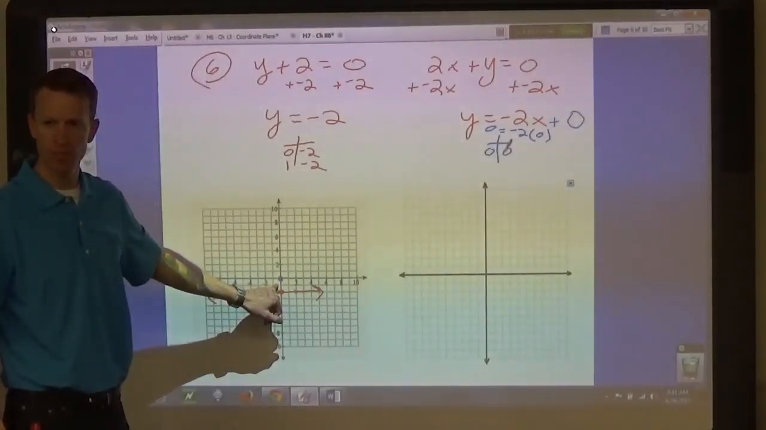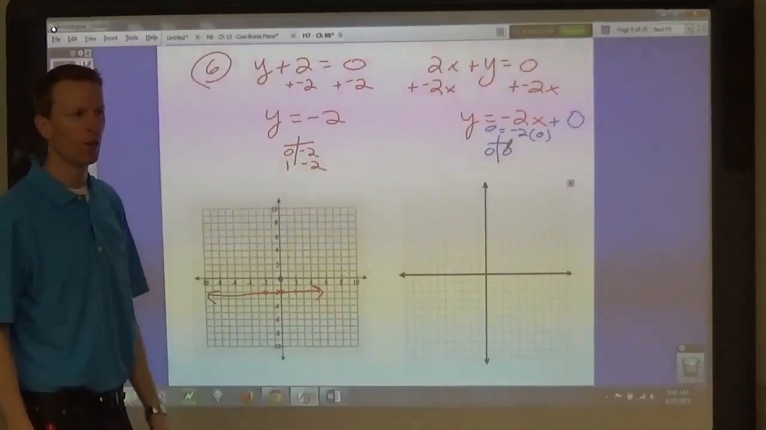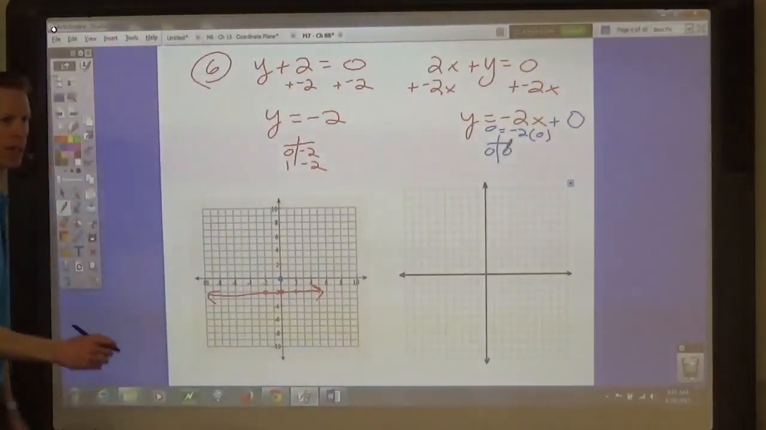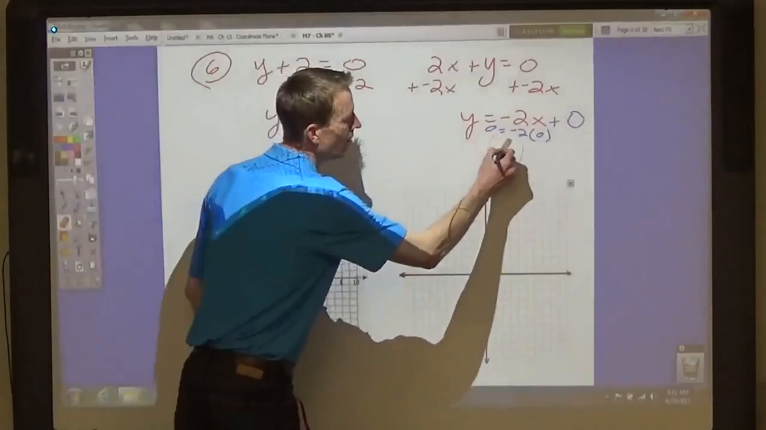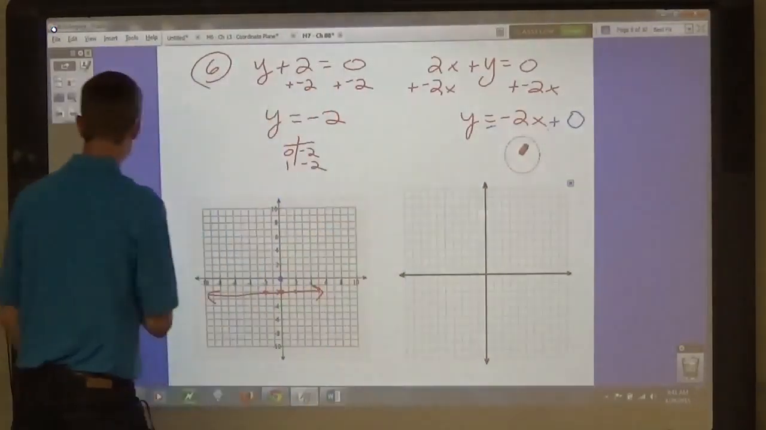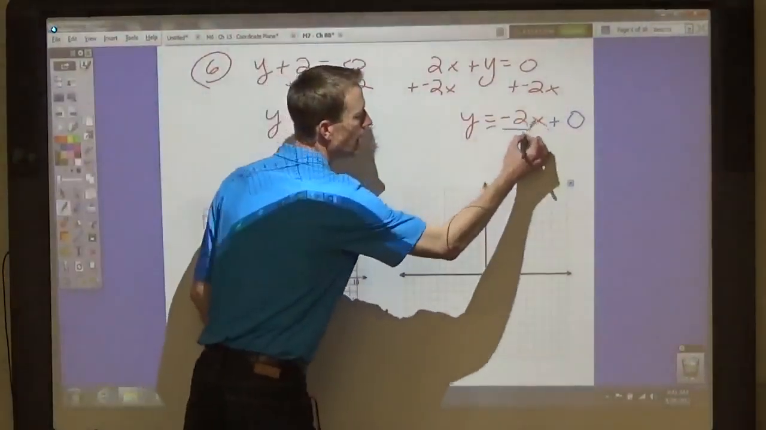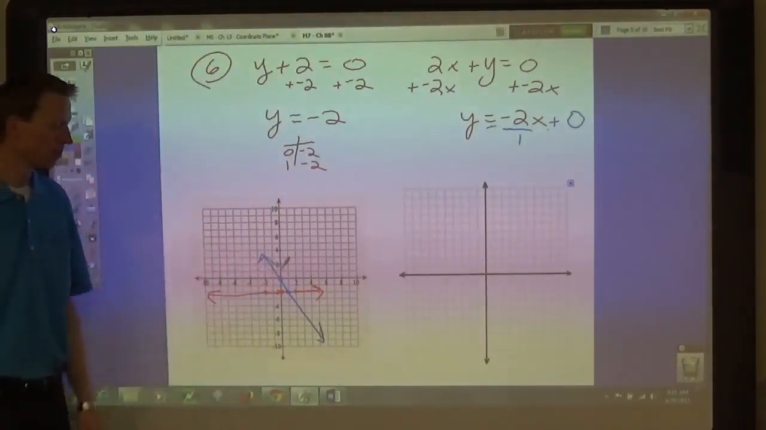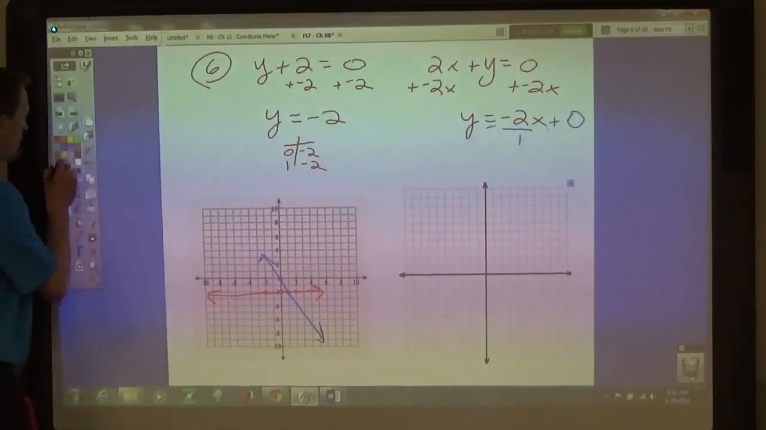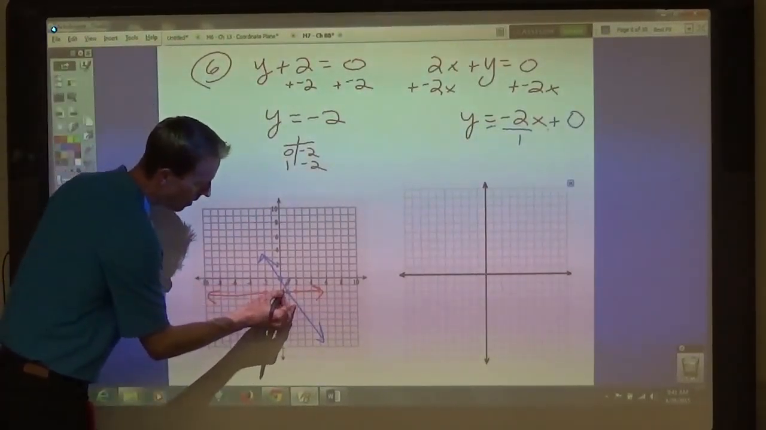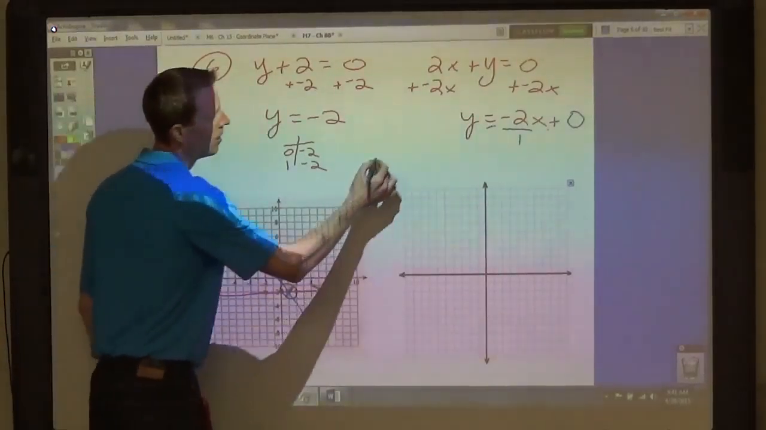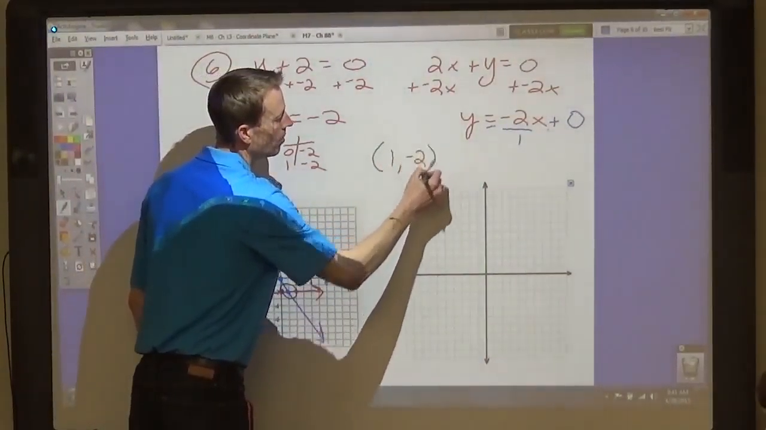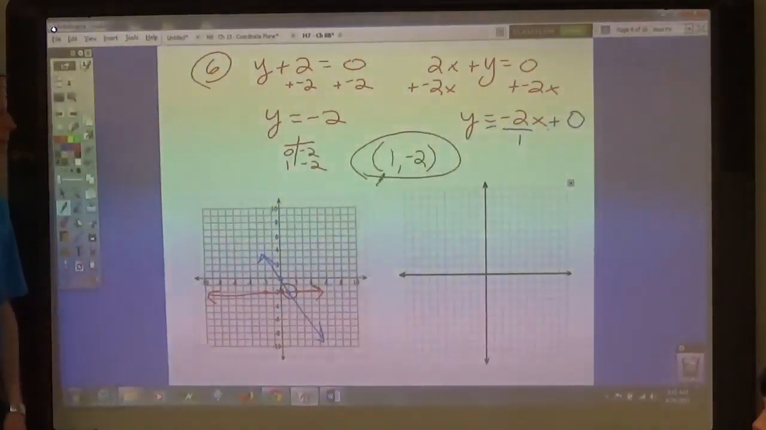Okay? From there, what do we got? Do we have the slope? What is the slope? -2 over 1. Right. So it's down 2 over 1. Look, it crosses there. Where does it cross? Did you get it right? 0 or 1 negative. Yep. 1, -2. Okay? Now let's check it.